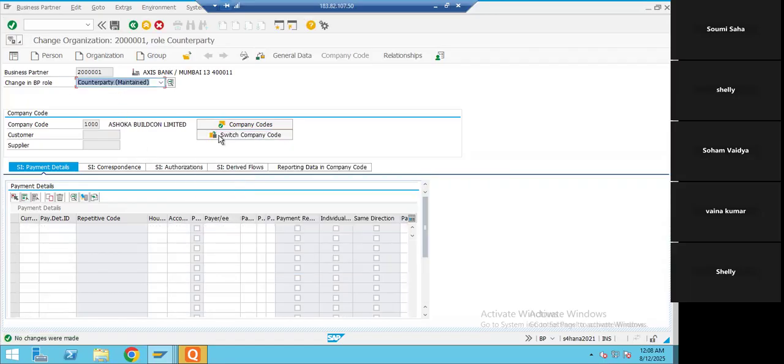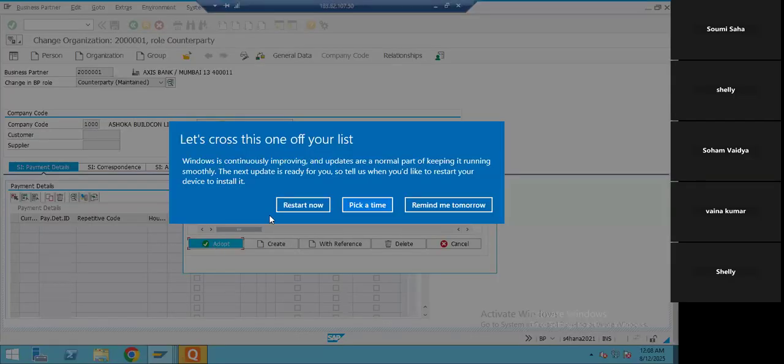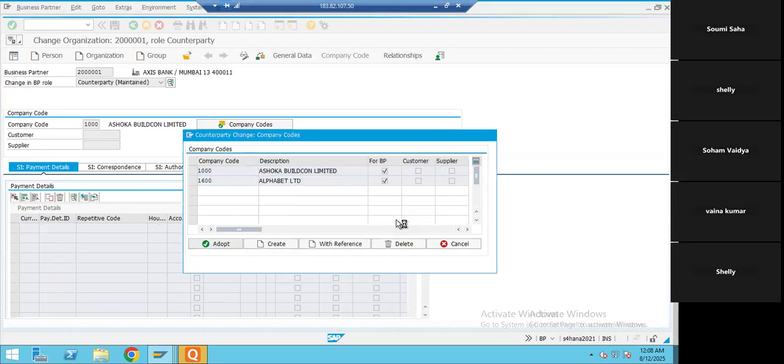Let me see for 1600 what all is available. So this is the company code. This is the company code basically under which we are going to create a deal. So any company code who is going to transact with this particular bank for taking a loan, the company code is nothing but your entity who will be taking the loan from your respective Axis Bank. This is Axis Bank basically. That is why I'm naming it as Axis Bank.